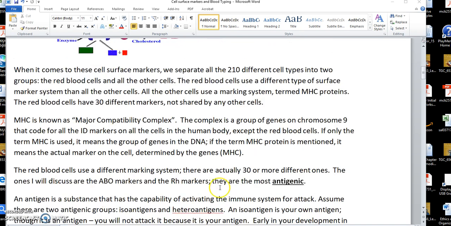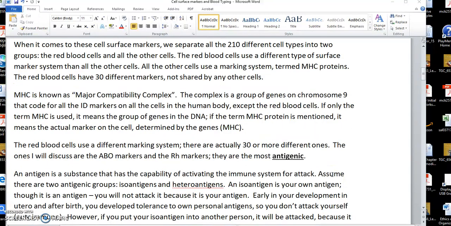Okay. The red blood cells, however, use a different marking system. There are 30 to 32 different ones. The two I will discuss are the ABO and the RH, primarily because they are the most antigenic. An antigen is a substance that can stimulate an immune response.